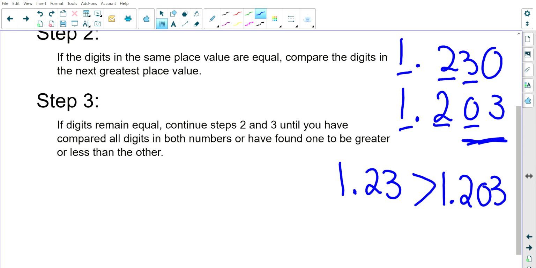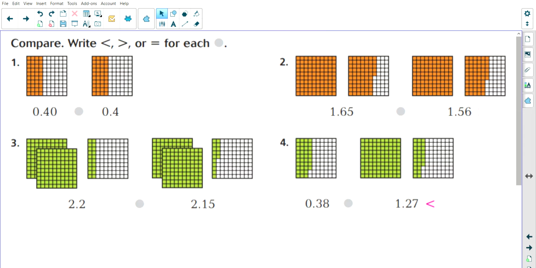All right. Let's continue on to some practice looking at a couple different models, number lines, and comparing by place value. So this is coming straight from your textbook. Go ahead and look at number 1. We're going to use these place value models to compare. So number 1, go ahead and write that down in your journal.